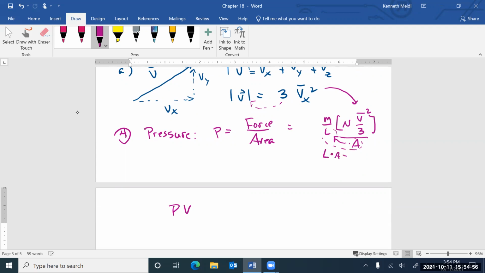L times A equals volume. So multiply both sides by volume. And what you have here then is N, how many particles you really have. You've got mass, you've got a 3, and you really have this average velocity of the particles squared here. Okay. And so I'm really liking what I'm seeing here. So this is looking pretty good.